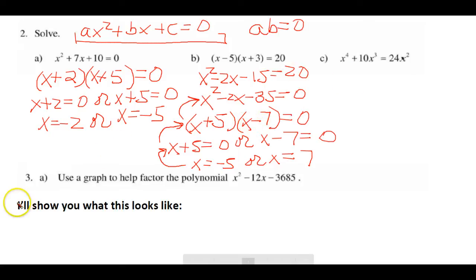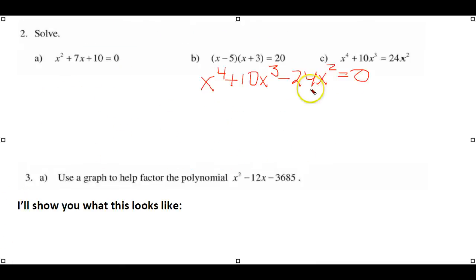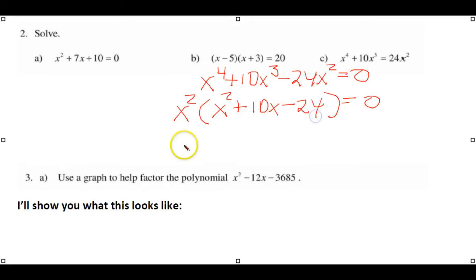Okay, let's take a look at example C. Well, the first thing we have to do is put it in standard form. So I'm transposing this. Now, is there a common factor? Yes, I can take an x squared out of everything. And I get x squared times x squared plus 10x minus 24. Now I factor this.